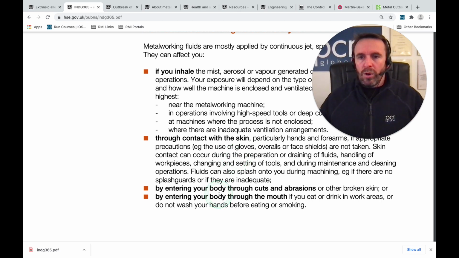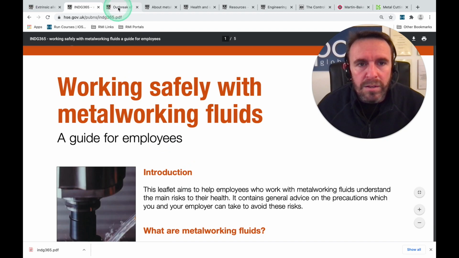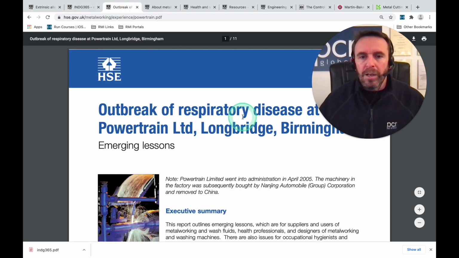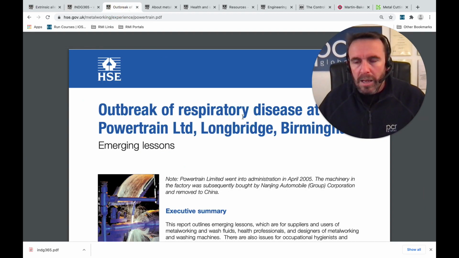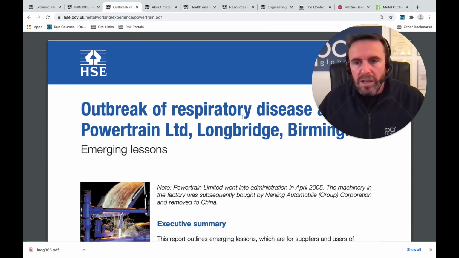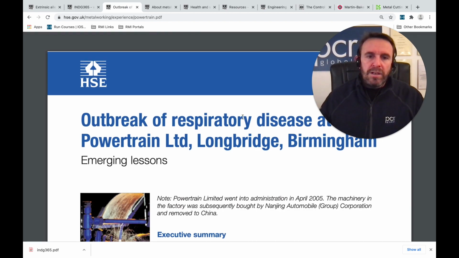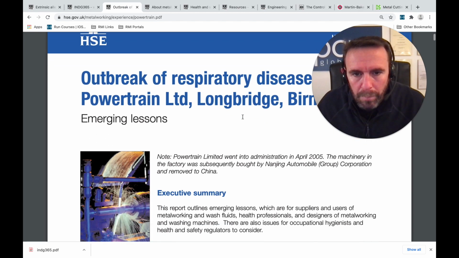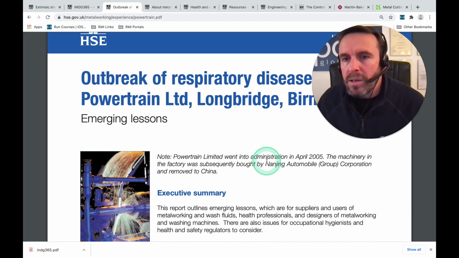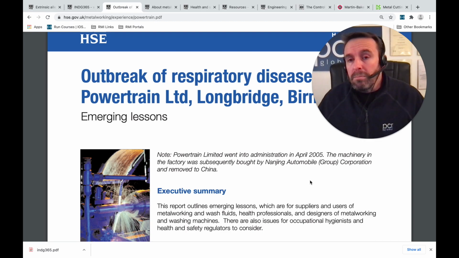Remember, we're focusing on extrinsic allergic alveolitis, but also if you get it onto your skin, that can be an issue as well. So we'll have a look at that guidance in a little bit more depth in a moment or two. This is the interesting case for me. It was a case study for the NEBOSH Diploma. It was an outbreak of the disease at Powertrain in Birmingham. Powertrain Ltd went into administration in 2005 and was subsequently moved to China.